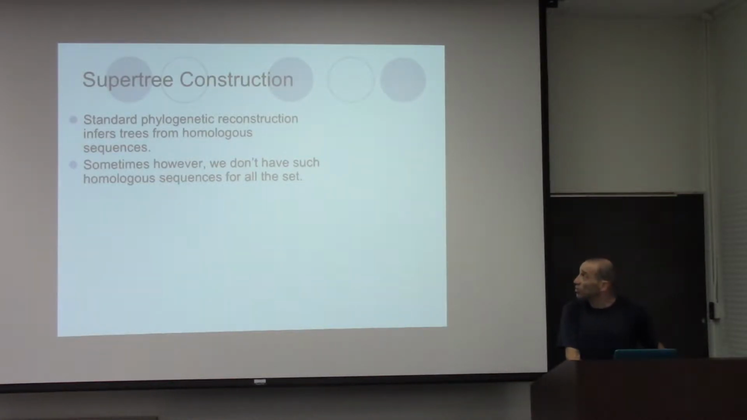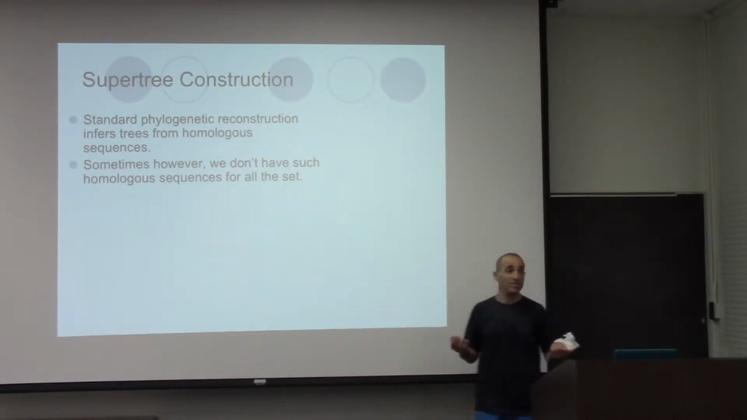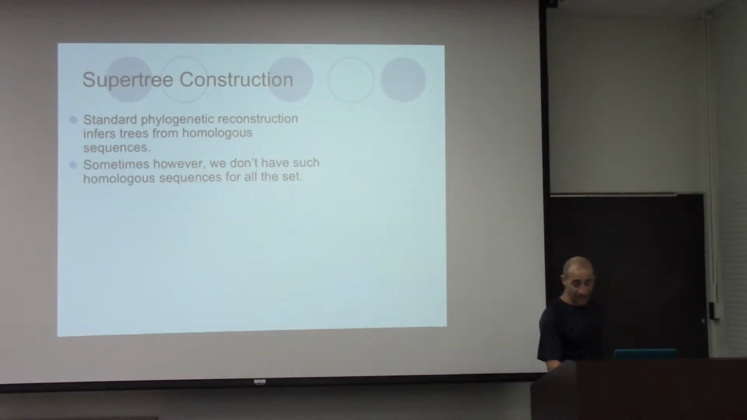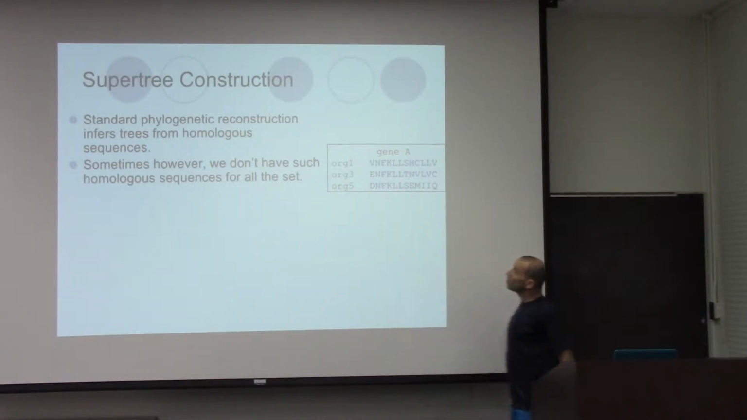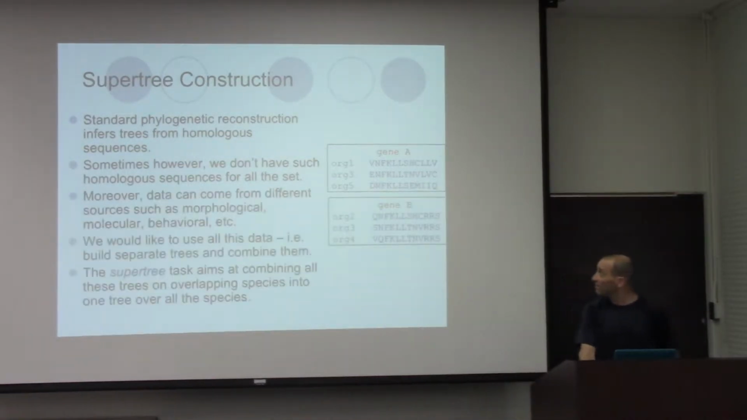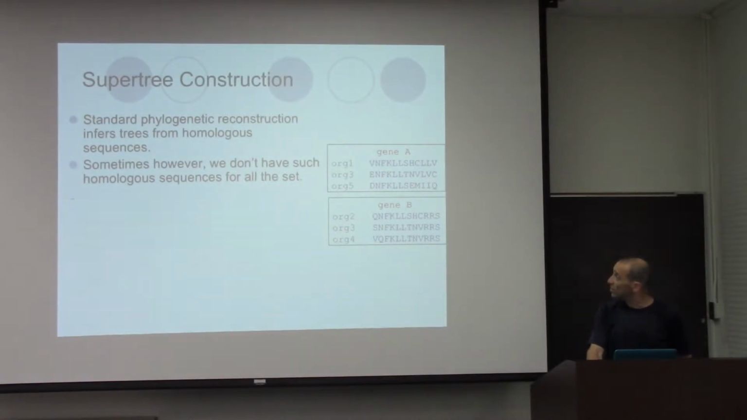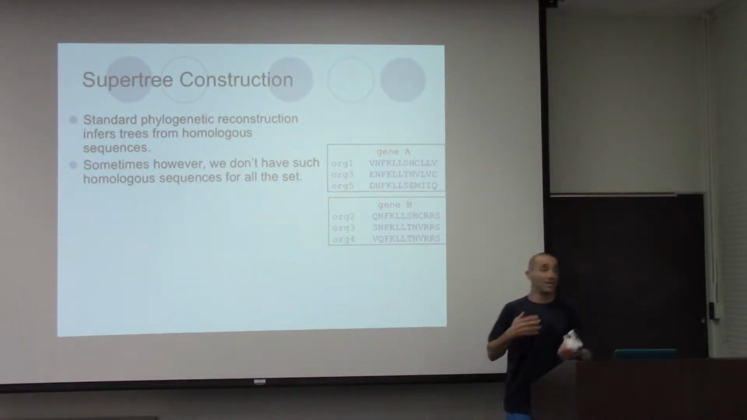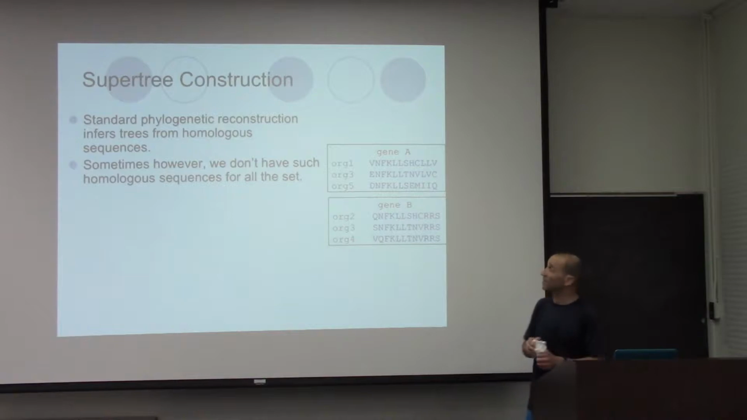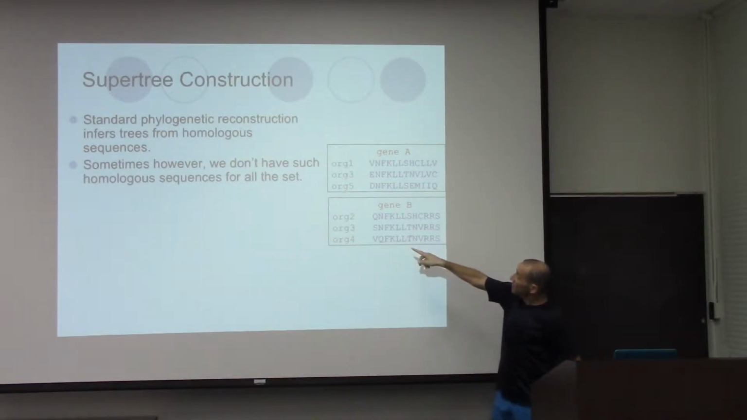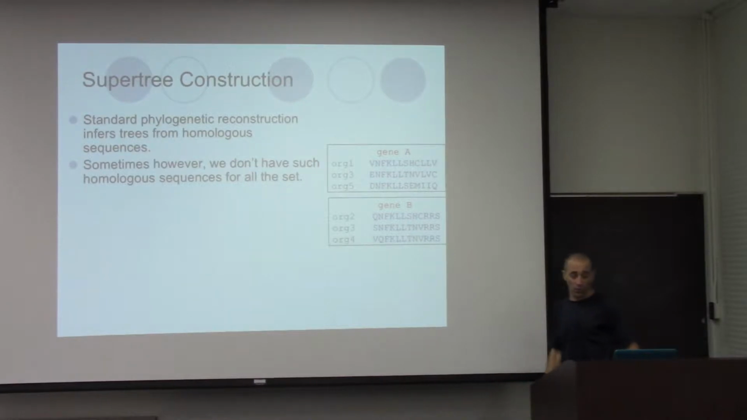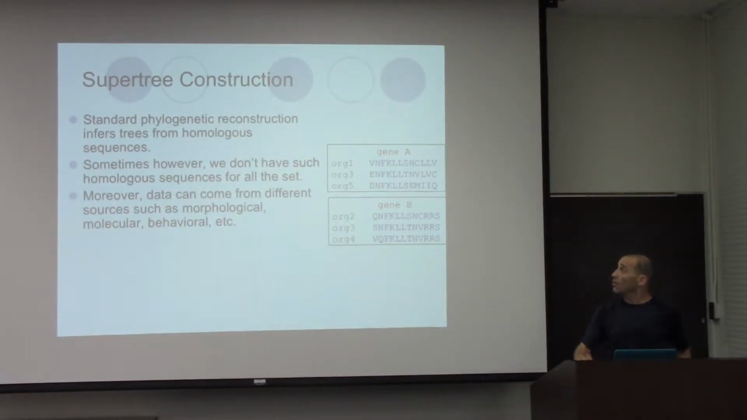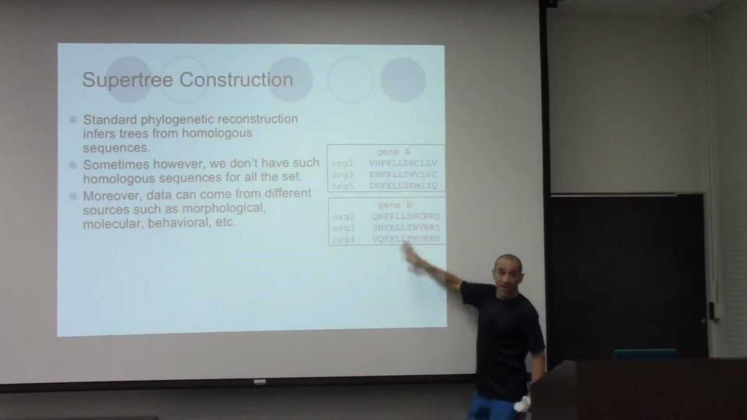However, sometimes we don't have such homologous sequences for all the set of organisms that we analyze. Okay, so this is the case here. For gene A, we have sequences only for organisms 1, 3, and 5, but we have gene B, which evolved, or could have evolved, entirely differently, and we have this for that set of organisms. Okay, so moreover, this is molecular data, but data can come.